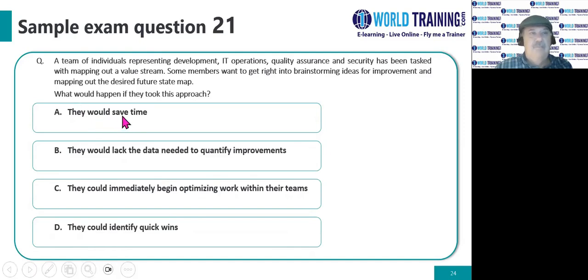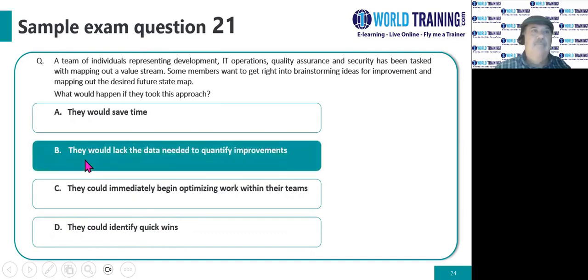They would save time. Maybe on that one item, but maybe not overall, no. So that's not a great answer. They would lack the data needed to quantify improvements. It depends on where they stopped in the current state value stream map, so there's some validity in that. They could immediately begin optimizing work with their teams. Not really, because they haven't got the whole picture yet, so you don't know whether they're working on the most optimal thing. They could identify quick wins, maybe. But again, I think the benefits of continuing would outweigh this. So I think the best answer here is, as I said, B.